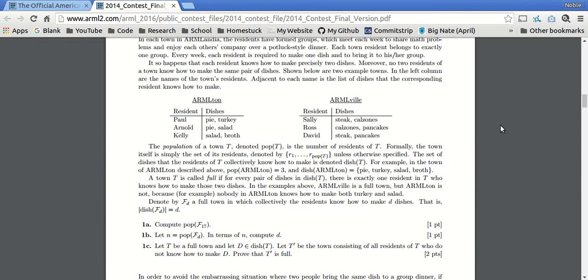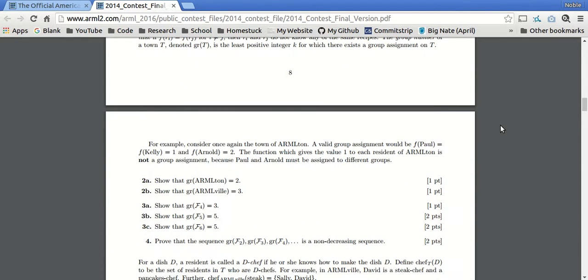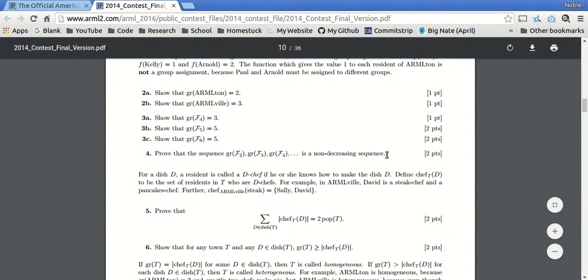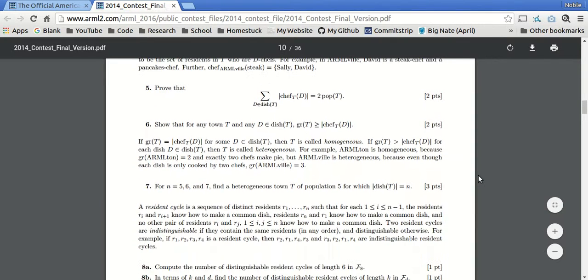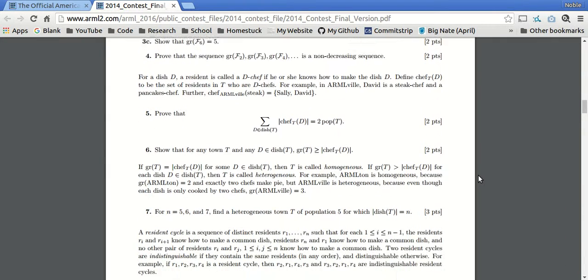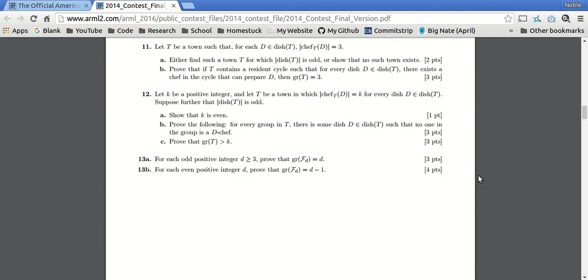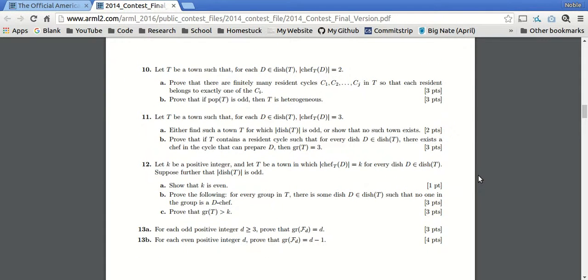And they also give you example towns, which are not necessarily full. And you have to basically find a formula for if you have a full town with D dishes, then what is the least number of groups you can make with people that don't know how to make the same dish. First you have to prove that it's a non-decreasing sequence, and then I did not actually read all of this stuff. But basically, it gets increasingly complex with more definitions, like D-dish, homogeneous, resident cycle. And then at the end, they show you the formula for the least number of groups for a full town, and then you have to prove those formulas work.